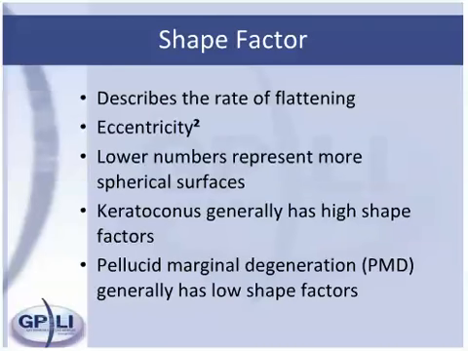The shape factor describes how the cornea changes from the center to the periphery. On different topographers, it may be called different things, but the shape factor is the eccentricity value squared. The lower the eccentricity value squared, the more spherical the surface. Keratoconus eyes, which are very steep in the center and flatten significantly to the periphery, generally have a high shape factor. Pellucid marginal degeneration eyes, which are generally flat in the center and then steepen as they get to the periphery, generally have a low shape factor.